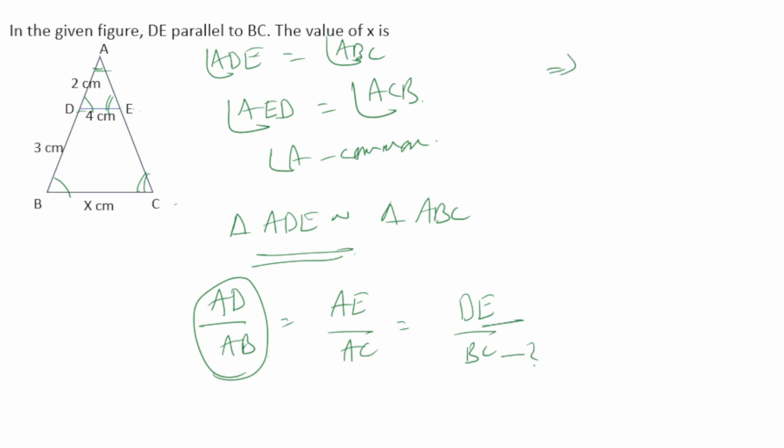From here AD is equal to 2, and what is AB? See, AD plus DB, it is 5 centimeters. AB is equal to 5, DE is what? 4, divided by BC is X. So here X is equal to 20 divided by 2. It is 10 centimeters.